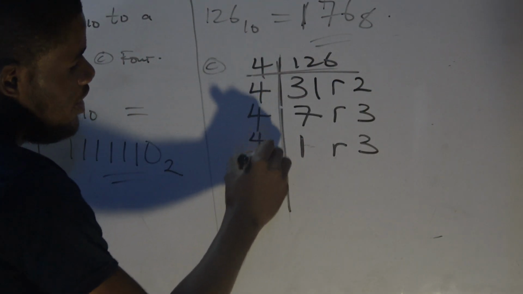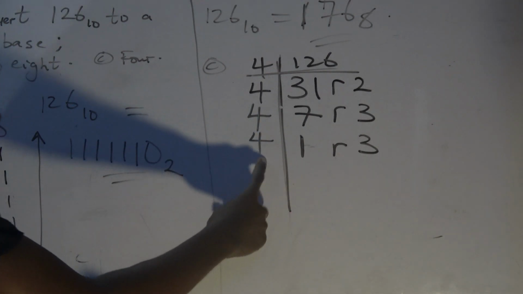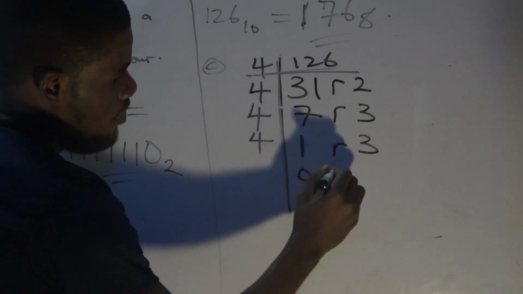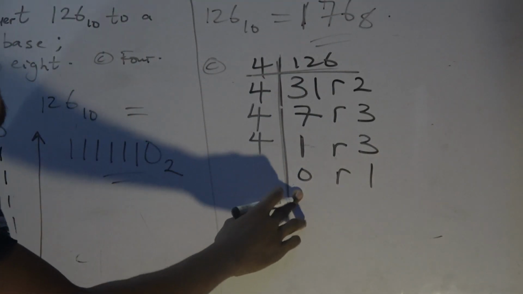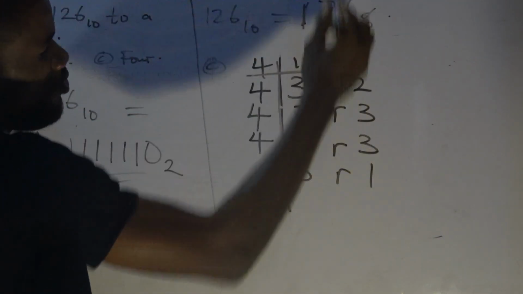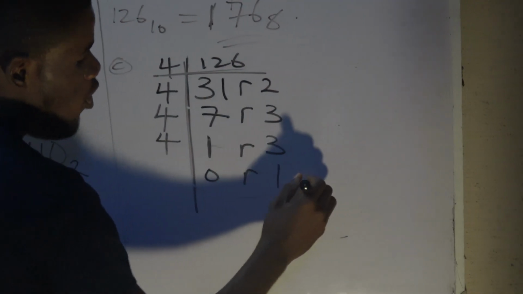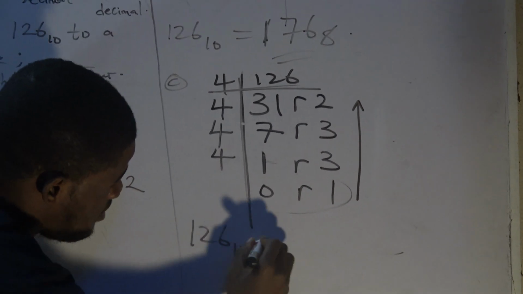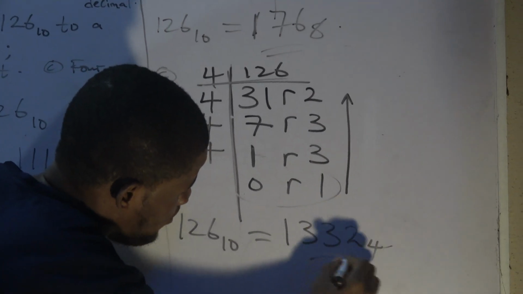Now 4 in 1, you notice here that 4 is bigger than this one. So obviously your answer here will give you 0. So 4 in 1 is 0 remainder 1, because 4 times 0 is 0, 0 plus 1 gives you 1. So this is your remainder. So you notice we stop at this point again. Now for you to get your answer, you draw the arrow from down to up. So 126 base 10 is equal to 1332 in base 4.